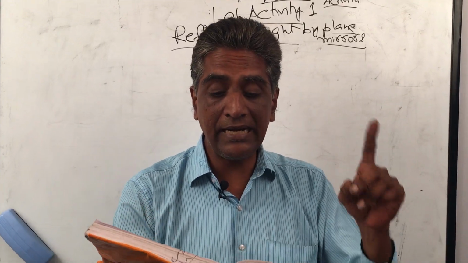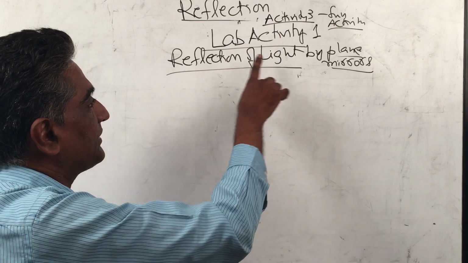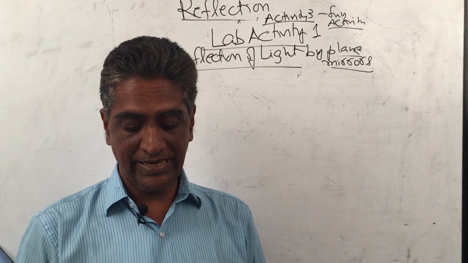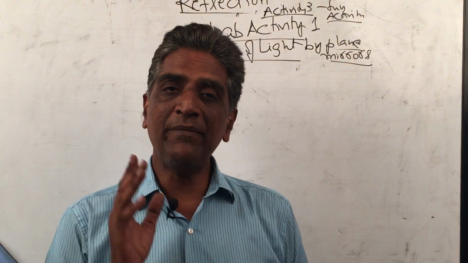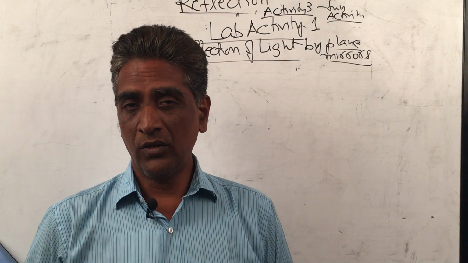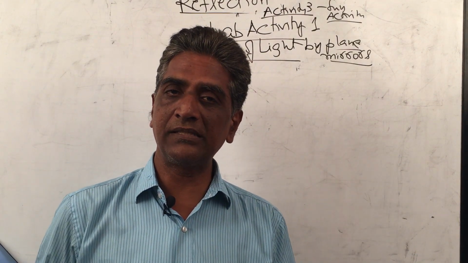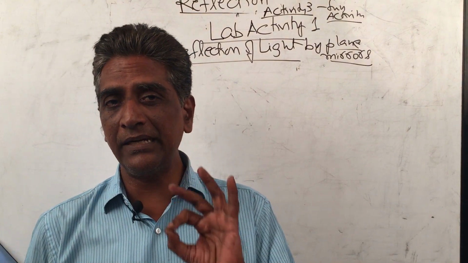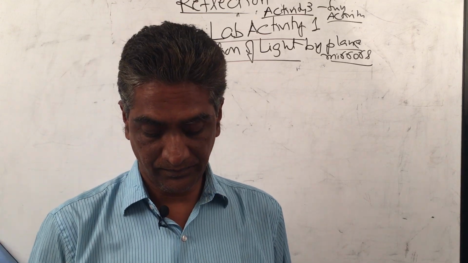Now let's have a detailed discussion of reflection of light by plane surface. Reflection of light by plane surface, lab activity 1. Aim: verification of the laws of reflection. What are the laws of reflection? Angle of incidence is equal to angle of reflection, and the incident ray, the normal and the reflected ray lie on the same plane.